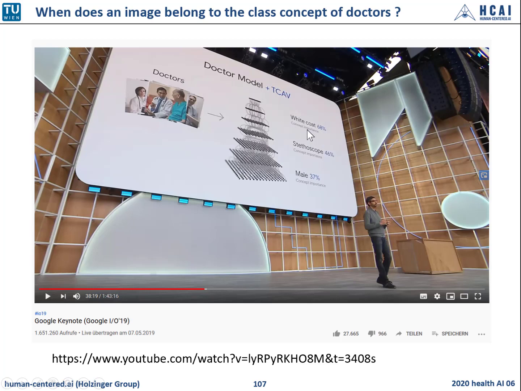So here you see a white coat, a stethoscope, and male are the concepts for a doctor. So you can guess now TCAV is a Google initiative. Testing with concept activation vectors is an interpretability initiative from the Google AI team, and we will go for it now.